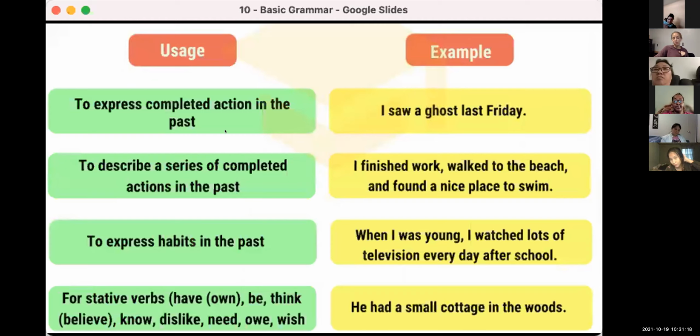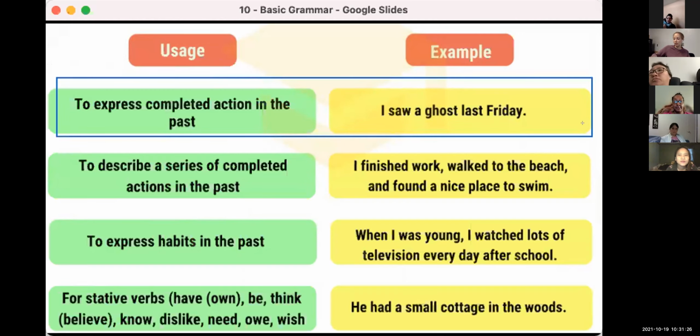To express a completed action in the past. Actually, let me have some volunteers to read for me. Would somebody like to read this first section here? To express a completed action in the past: I saw a ghost last Friday. Very good. That's a completed action, saw.